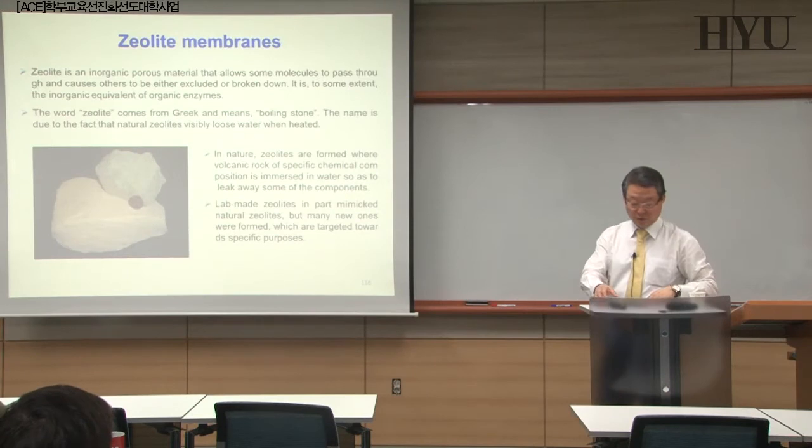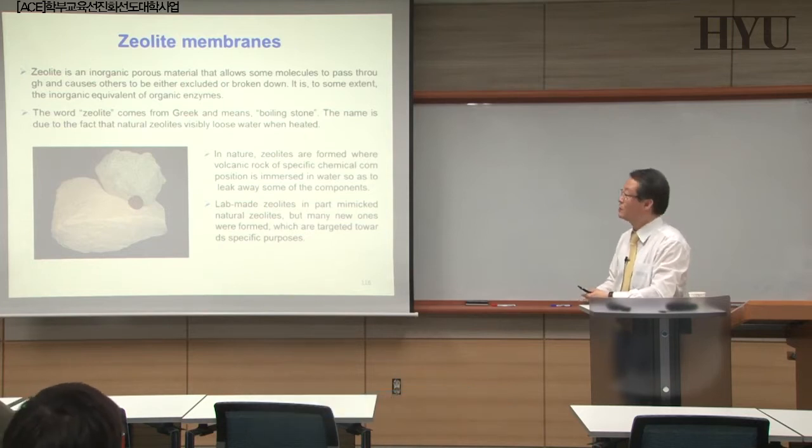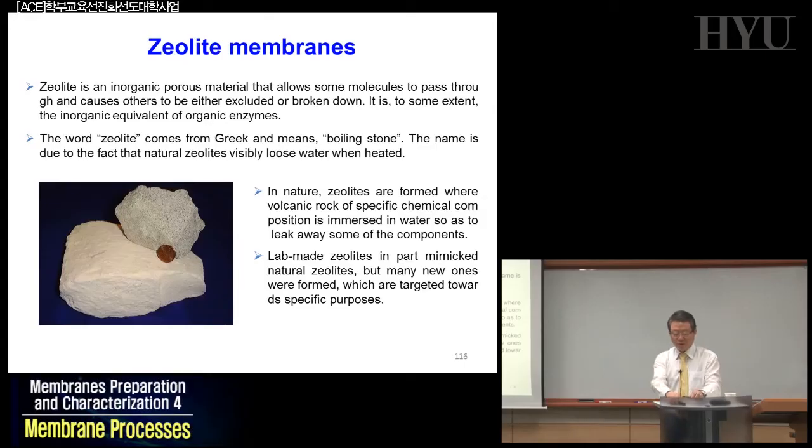Good morning. We are continuing our discussion about the inorganic membrane formation and the characterizations in this chapter. So we can make the zeolite membrane, and zeolite, as we have already looked at in this slide, comes from the Greek word meaning a boiling stone. That means you have a very porous nature in this rock, so it's called a porous rock.